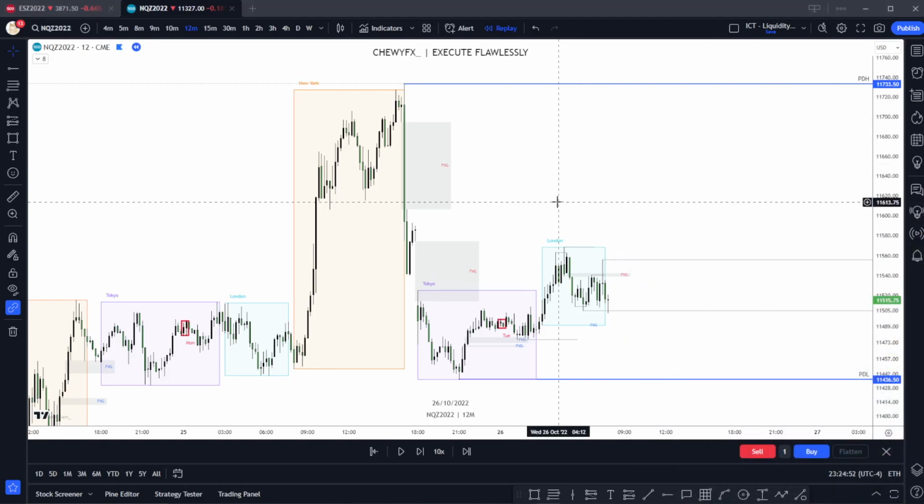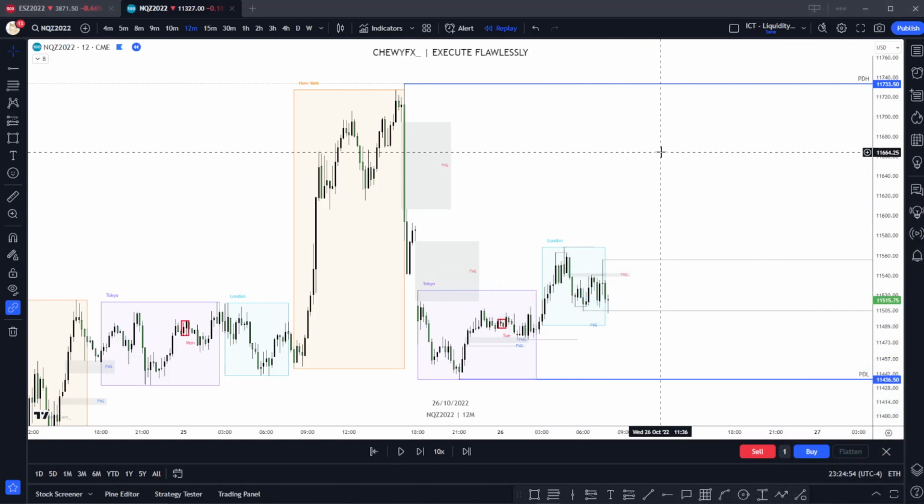Alrighty, we're going to be backtesting October the 26th, 2022 for the pairs ES and NASDAQ. We will start from October 26th, 2022, and we will go on as much as we can in the next 30 minutes, just because it is pretty late at the moment.